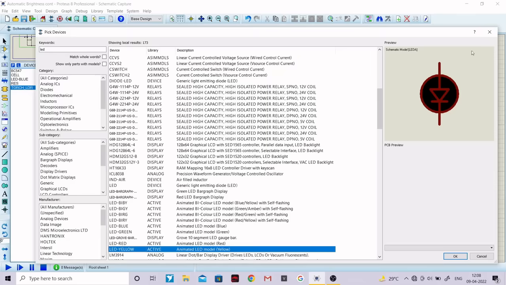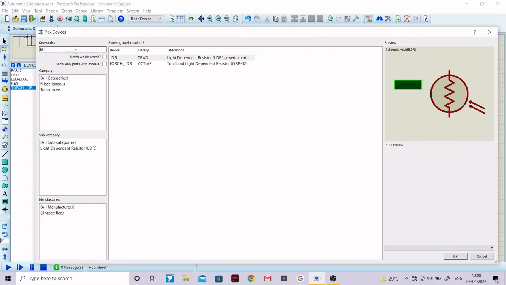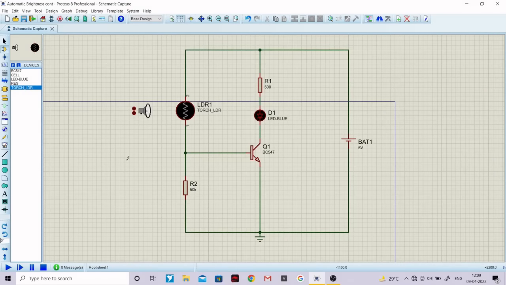Now I'll move to the next component, that is the LDR. For the LDR you should just type LDR, and then you will get two LDRs, the generic model and the ORP12. You should not select the generic model, rather you should select the ORP model, the one which is available with a torch. And the rest of the things, I hope that you know how to find, that is the batteries, the BC547 transistor, and the resistor, because I had shown you how to find them in the component section.